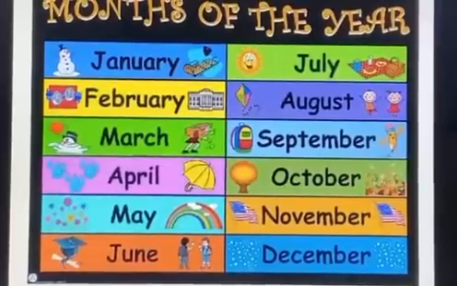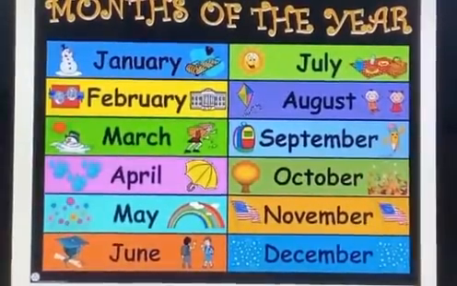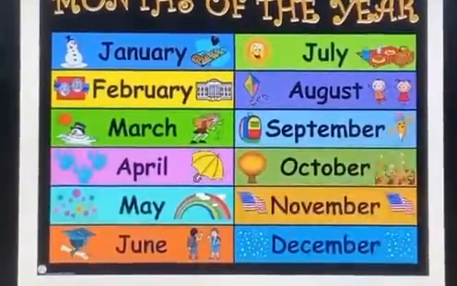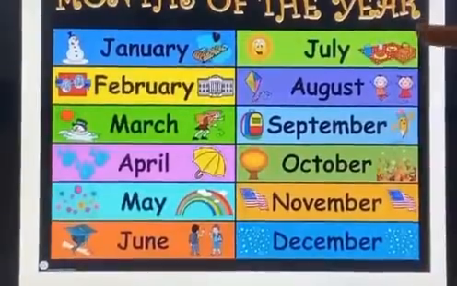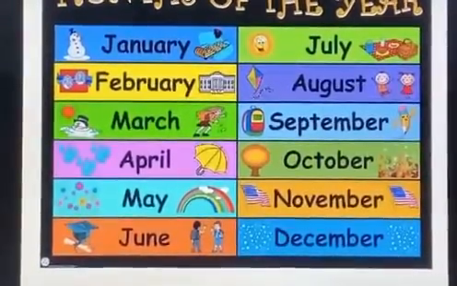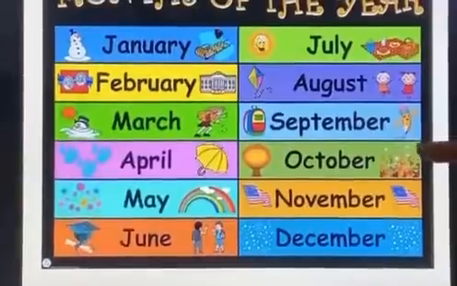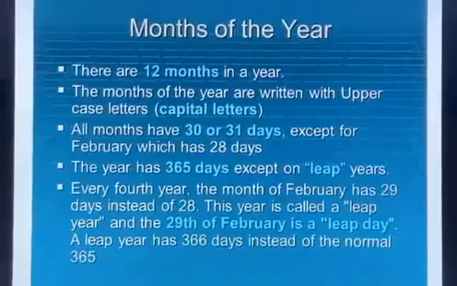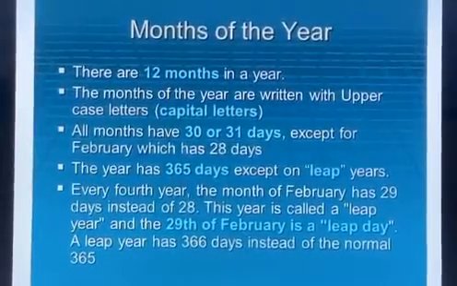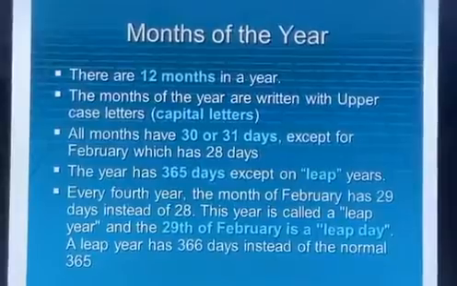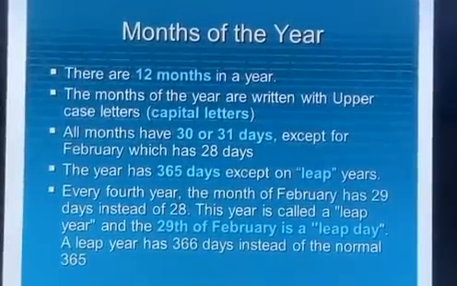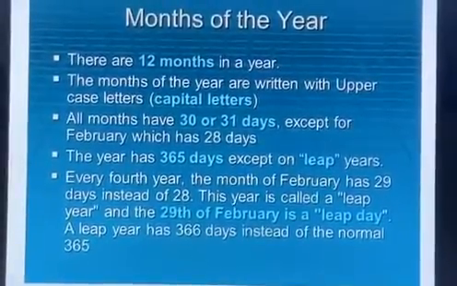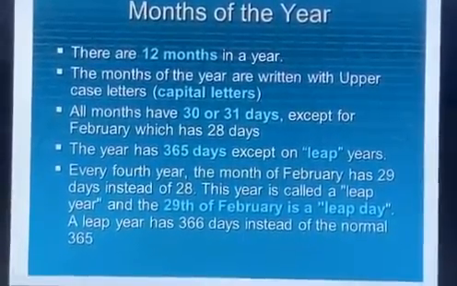Repeat after me. January, February, March, April, May, June, July, August, September, October, November, and December. Months of the year in detail. There are 12 months in a year. The months of the year are written with uppercase letters, means capital letters.